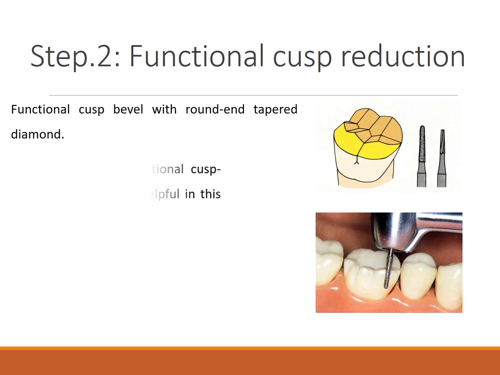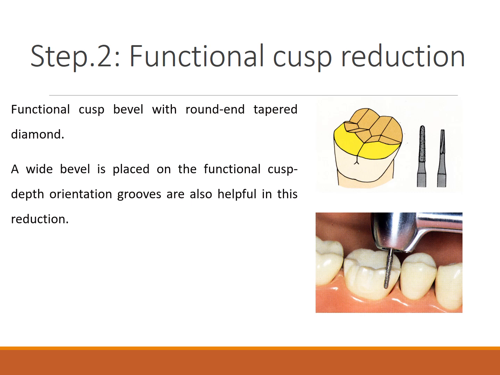Coming to our functional cusp reduction, guys. The functional cusp bevel is done by a round and tapered diamond. A wide bevel is placed on the functional cusp, and depth grooves, which are also helpful for the reduction. So you can place depth grooves here, and then you can reduce it. The functional cusp bevel is an integral part of the occlusal reduction. You just do the beveling on the functional cusp, guys. You round off a little bit of that portion, not the whole thing, only that portion.